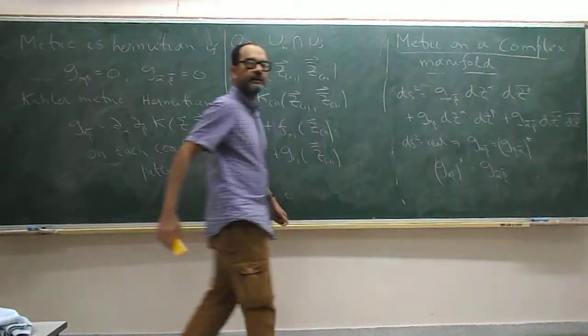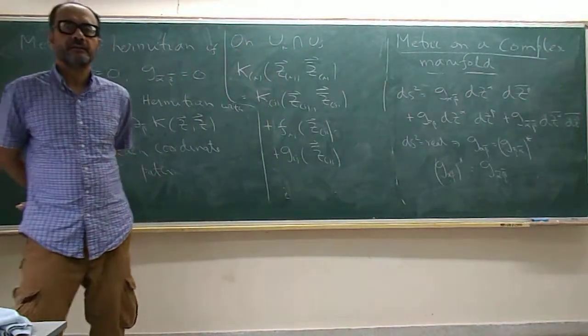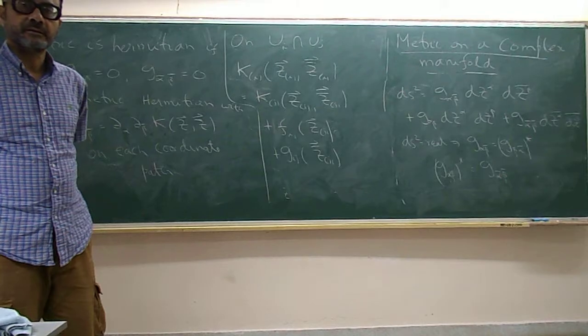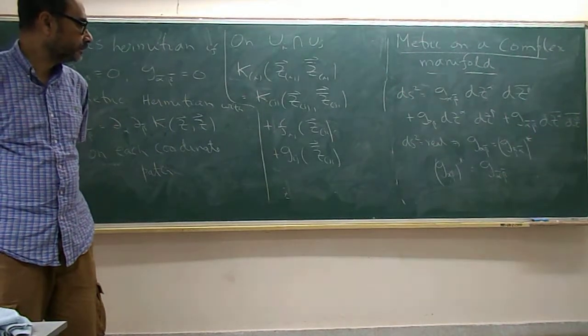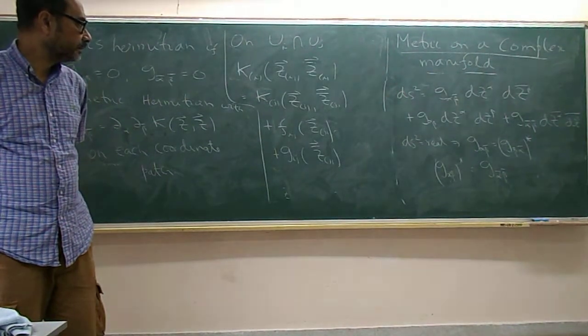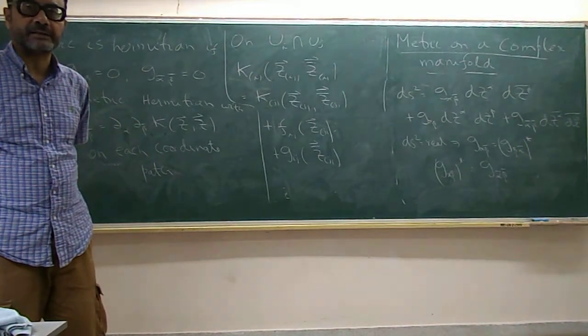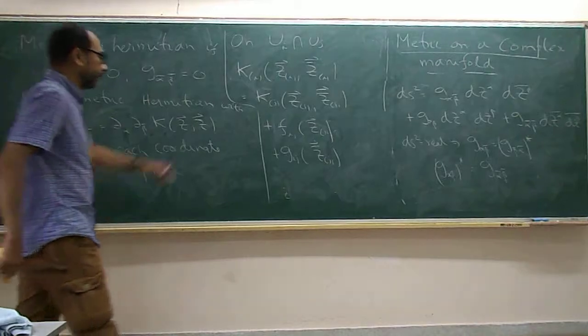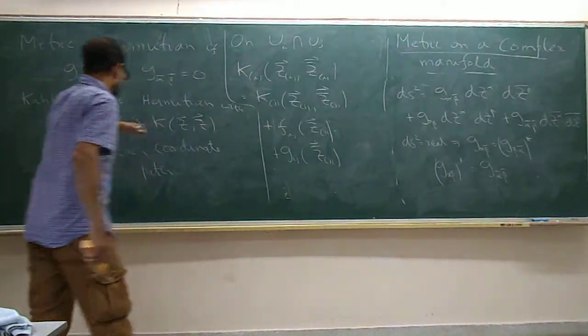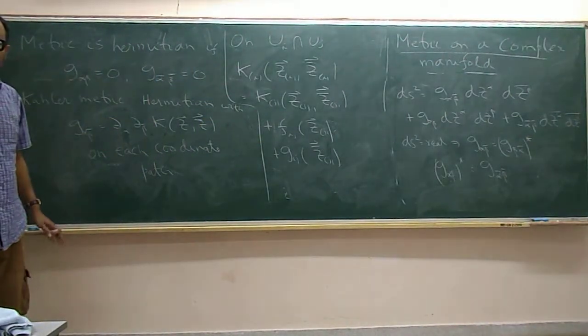Can K always be written as just the sum of something F_i and G_i, without the first piece? No, then the metric will be trivial. The metric will vanish, because if K is just a sum of these, then the metric is identically 0. You certainly don't want that.